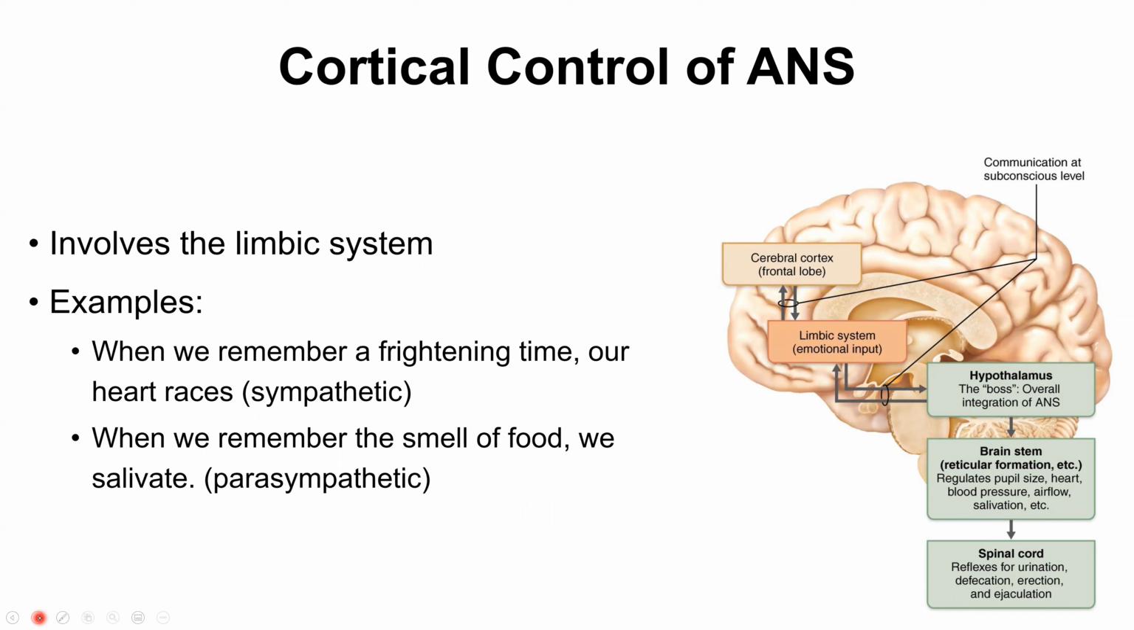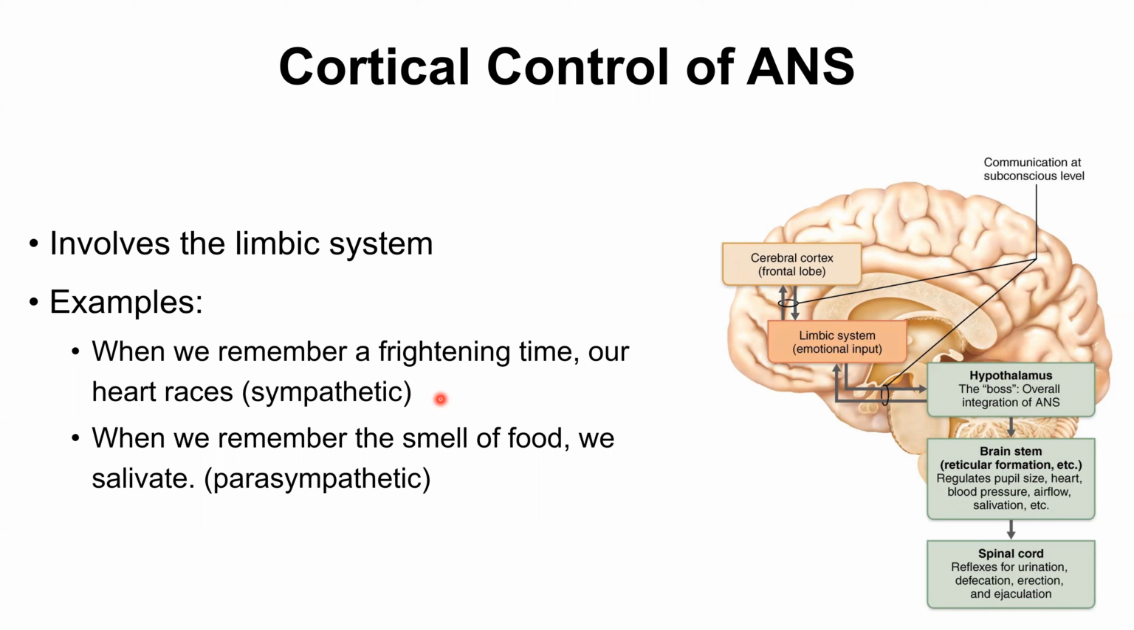So the other controller of the autonomic nervous system I mentioned before would be the cerebral cortex. And this is actually going to involve the limbic system as well. These two areas are constantly exchanging information. For this reason, whenever we remember a frightening time, our heart would race, and that would be activating the sympathetic nervous system.